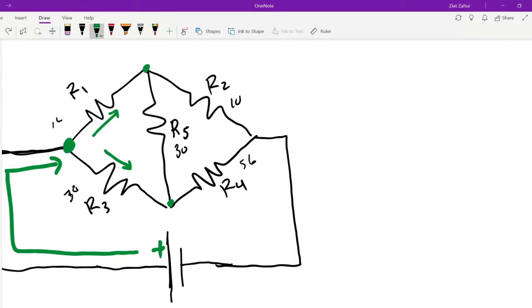And again, it is okay to assume at the start, once you do your loop rules, you solve for it. If I5 is a negative number, that means you were wrong, it was going the other way. But if I5 comes out as a positive number, then that means you are right, and everything is A-okay. Okay, so my current direction for R5 is an educated guess, I guess.